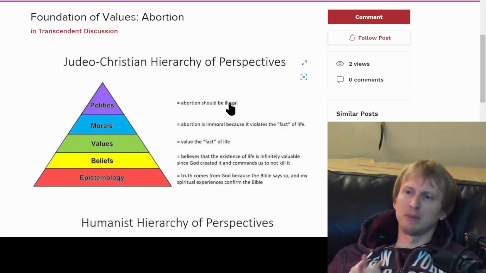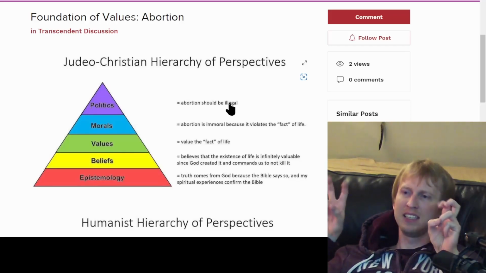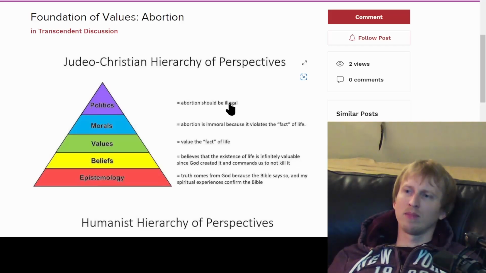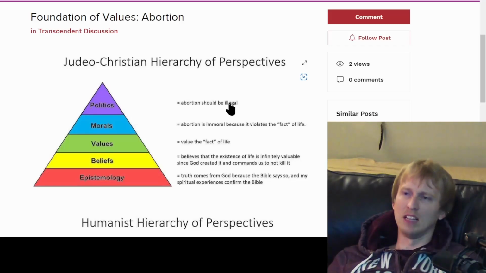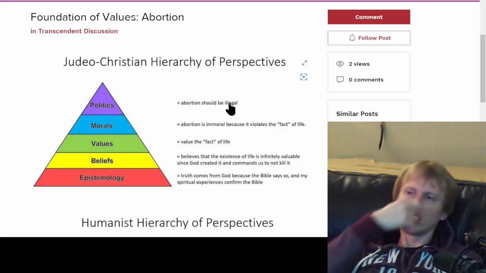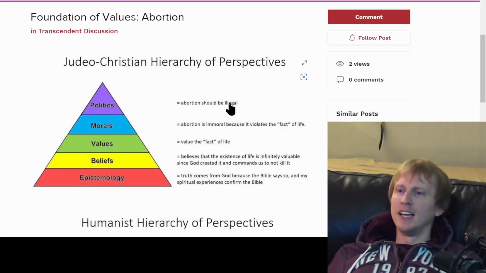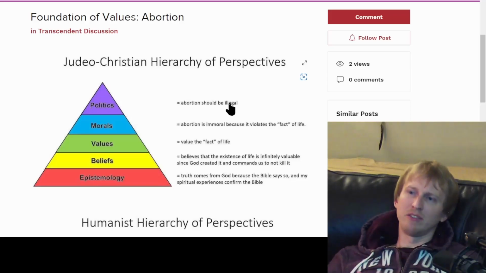So morality is one layer deeper. The Judeo-Christian perspective would be something like, I believe abortion is immoral because it violates the fact of life, right? Life exists as a scientific fact. And then the value behind that is, I value the fact of life. The fact that there's electricity going through this body is important, right? And then a layer deeper. Why do you value the fact of life?